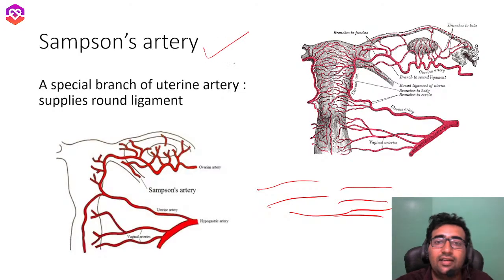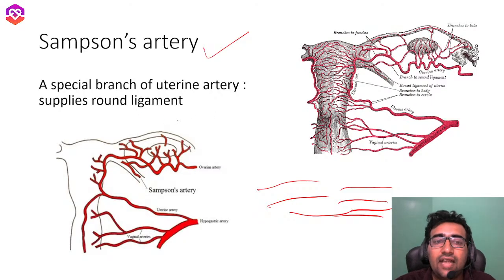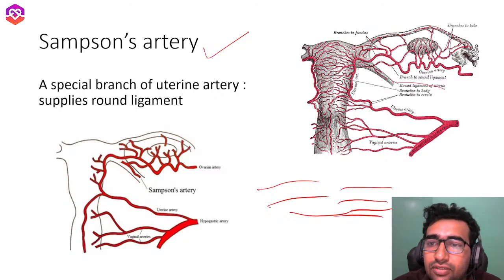Samson's artery. The third artery I want to describe is Samson's artery. I described to you the ovarian artery, a direct branch of the abdominal aorta, and the uterine artery, which is a branch of the anterior division of the internal iliac artery, and Samson's artery is a special branch of the uterine artery. So what are the branches of the uterine artery? It actually passes through this ligament. What is this ligament? Round ligament. Can you see here?